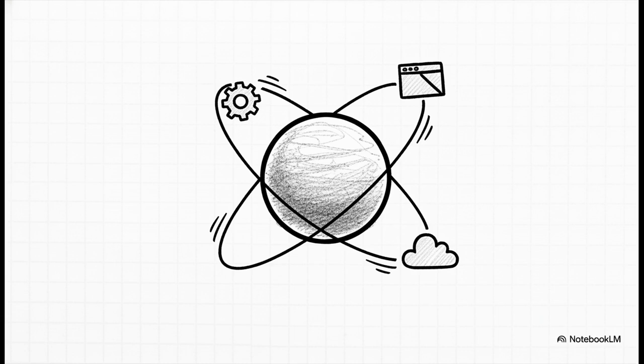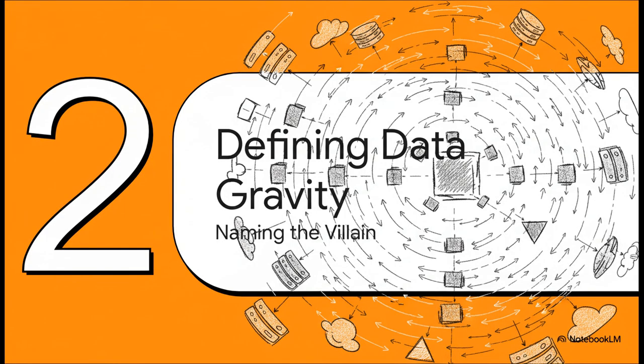Seriously. Just like a planet's gravity pulls things toward it, huge collections of data pull applications and services into their orbit. The bigger the data, the stronger that pull. So, let's actually give this invisible force a name. Let's name the villain that tech architects are constantly wrestling with, the very thing that sets the rules of the game they have to play.